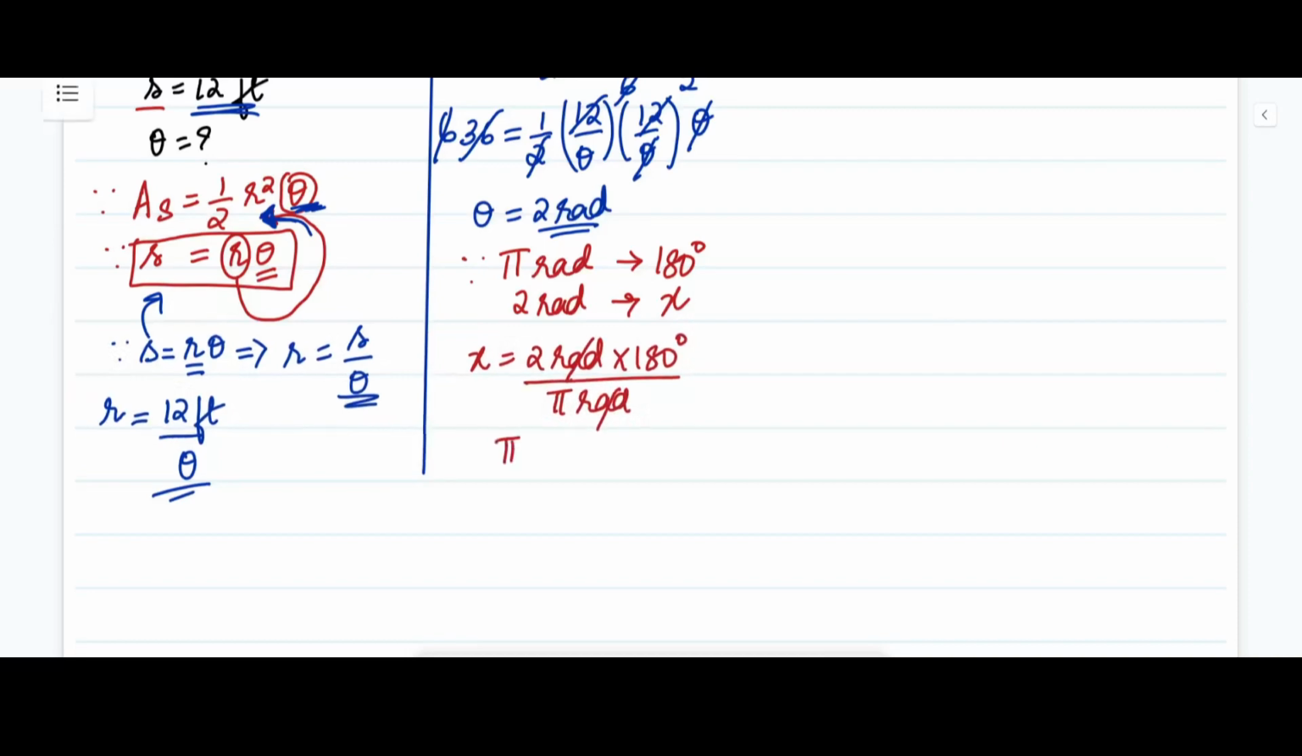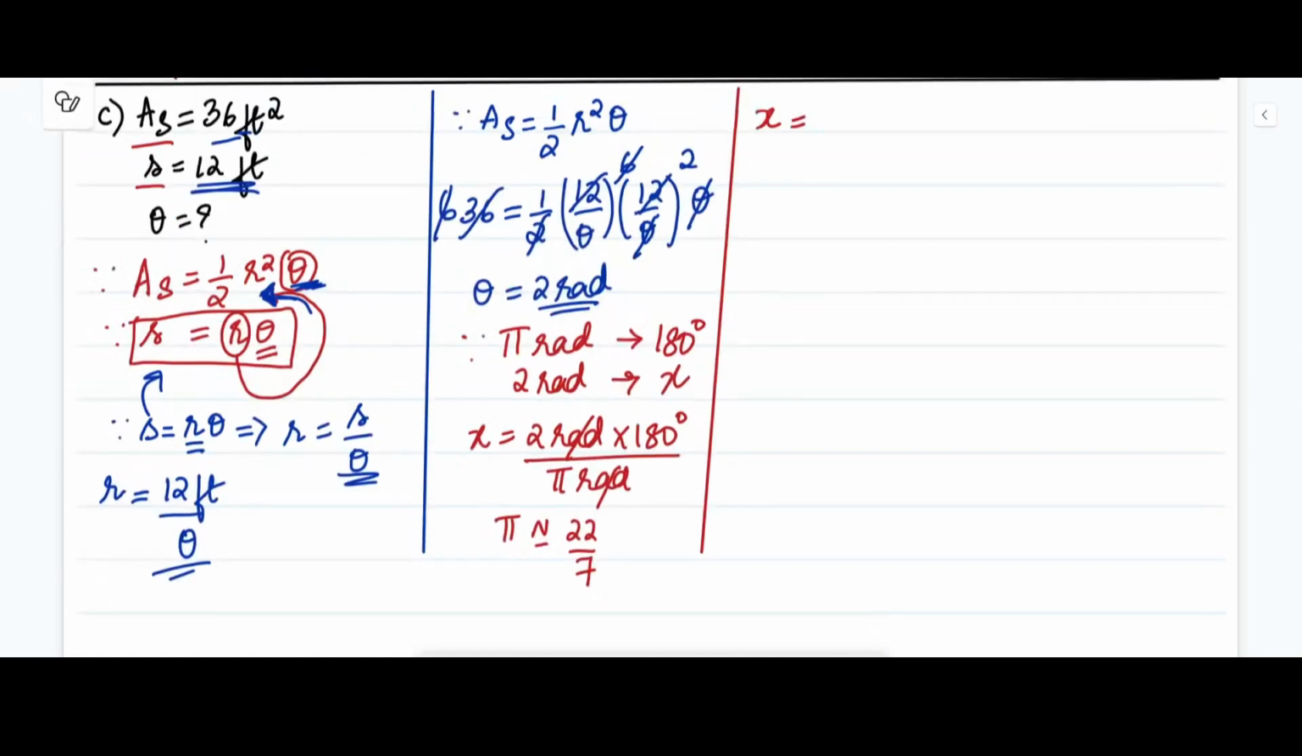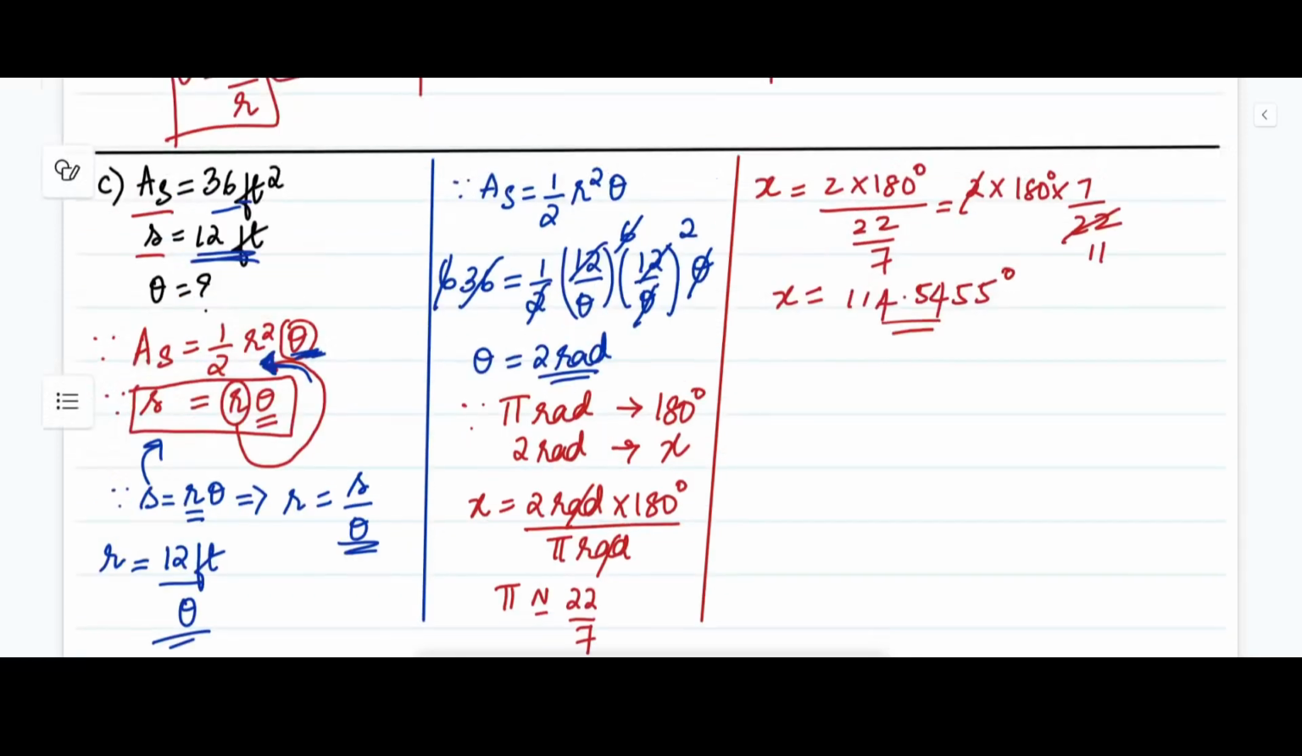Now we can substitute the value of pi to be approximately equal to 22 by 7. x is equal to 2 into 180 degrees divided by 22 by 7, which is equal to 2 into 180 degrees into 7 divided by 22. So 2 into 11 is 22. So we get the value of theta to be equal to 114.5455 degrees. Our final answer is theta is equal to 2 radians, which is approximately equal to 114.5455 degrees. So this is our final answer.